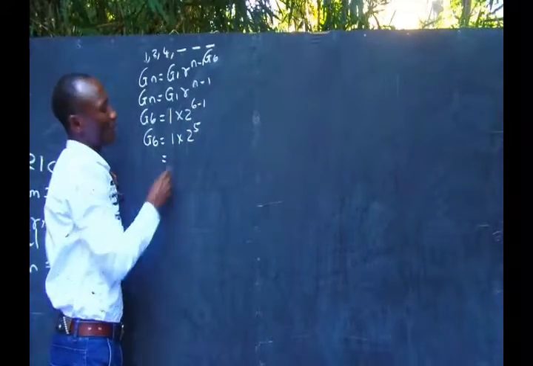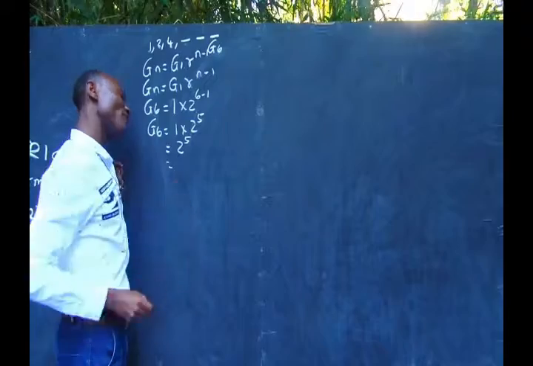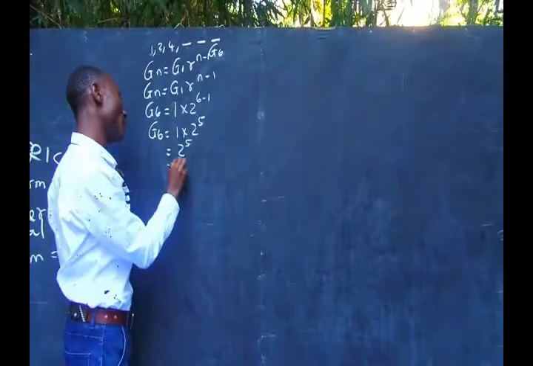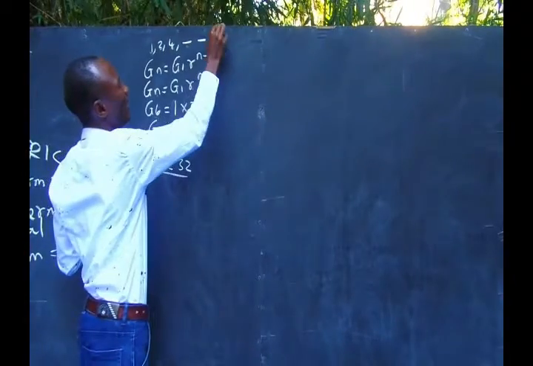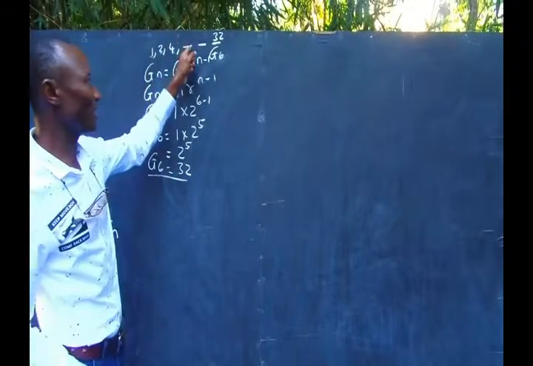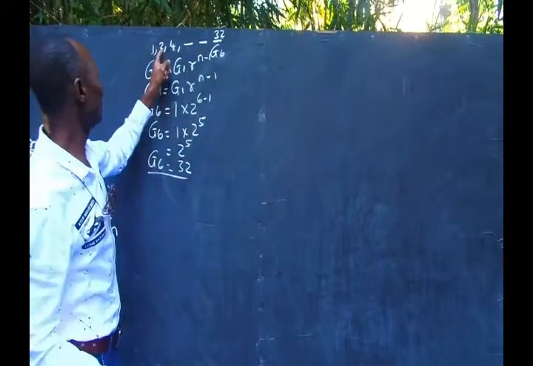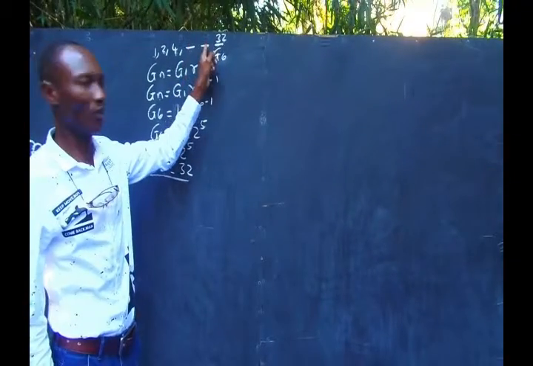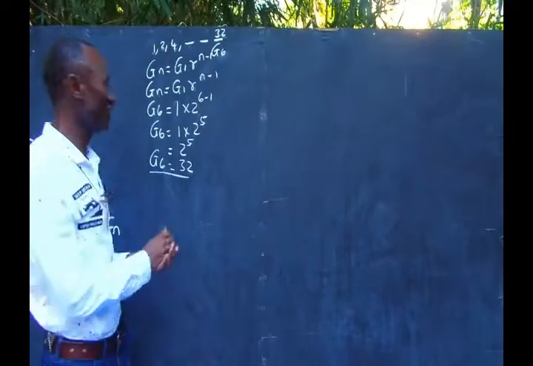1 times something gives us that something, so here it will remain 2 power 5. 2 power 5 is equal to 2 times 2 times 2 times 2 times 2, which is 32, my best friend. So G6 is equal to 32. If you want to prove it, multiply by the common ratio up to this term. 1 times 2, 2. 2 times 2, 4. 4 times 2, 8. 8 times 2, 16. 16 times 2, 32, which is the sixth term, my best friend.